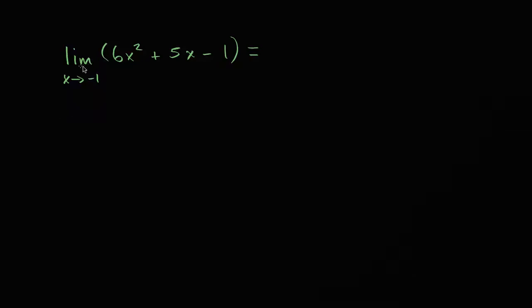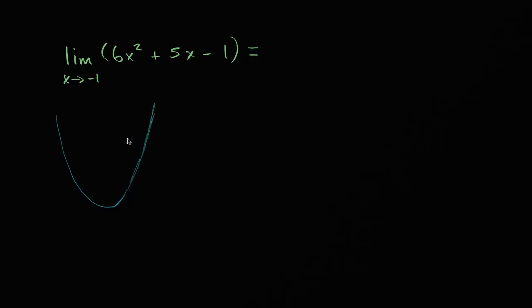So let's see if we can find the limit as x approaches negative 1 of 6x squared plus 5x minus 1. Now, the first thing that might jump out at you is this right over here. This expression could be used to define the graph of a parabola. And when you think about this, I'm not doing a rigorous proof here, a parabola would look something like this, and this would be an upward opening parabola.